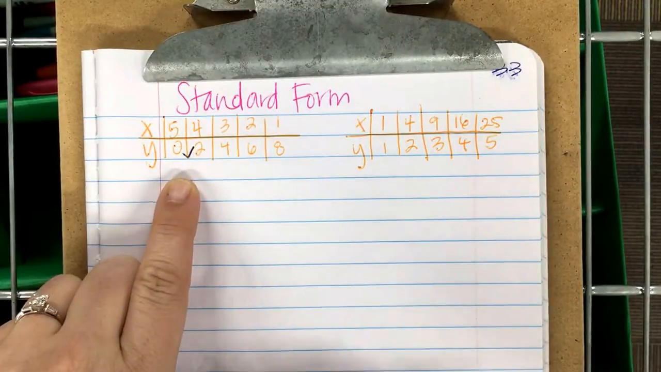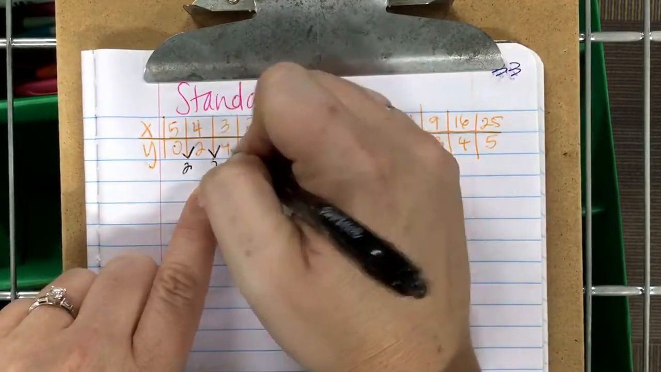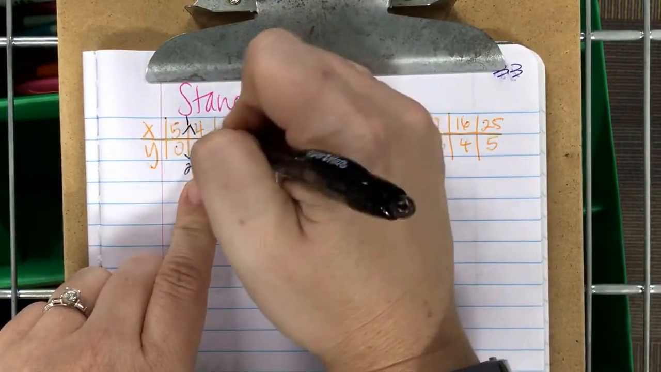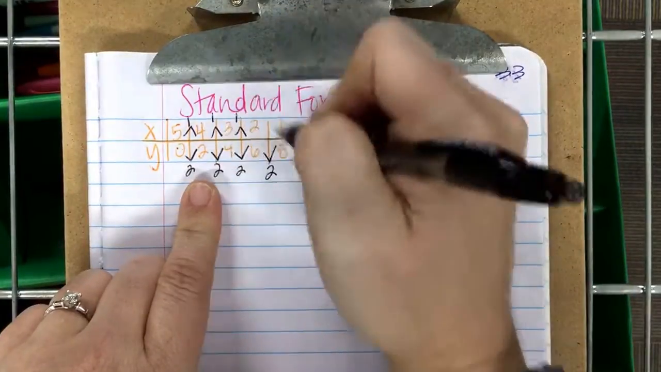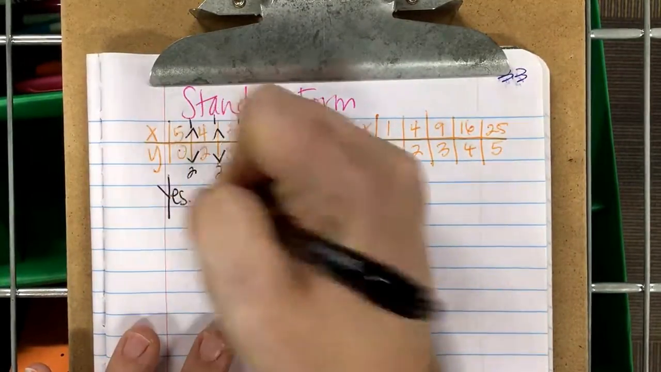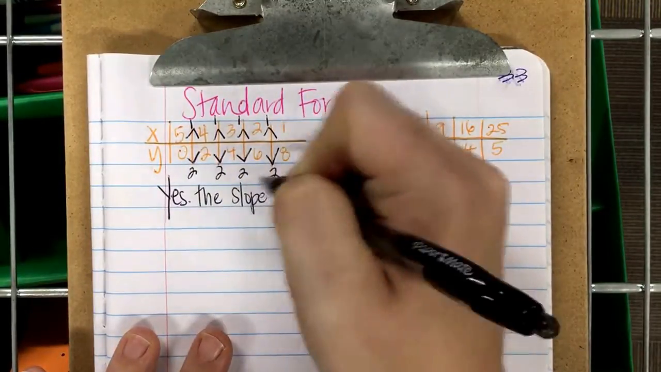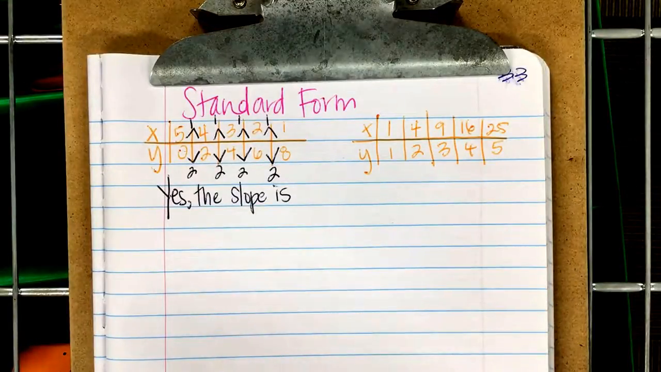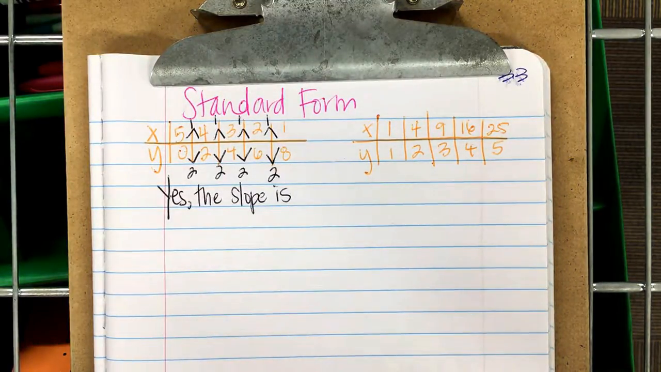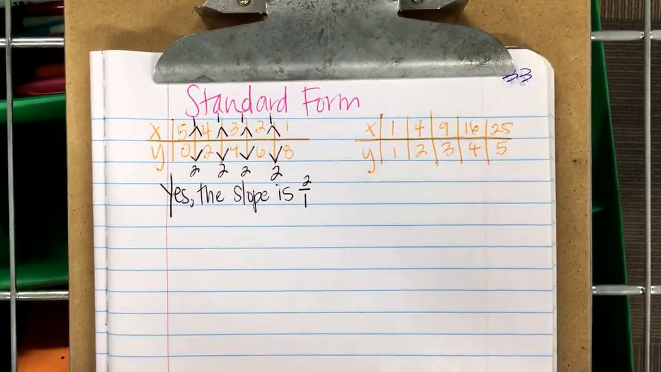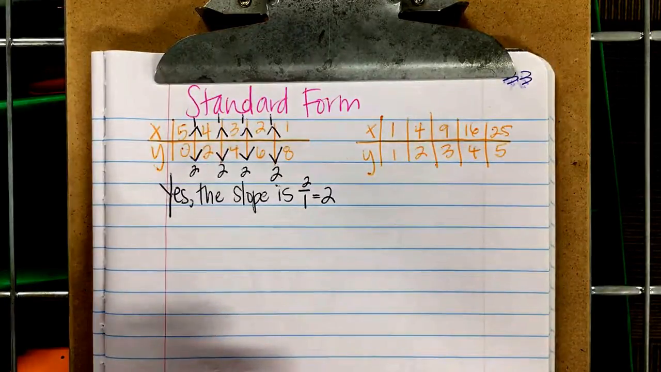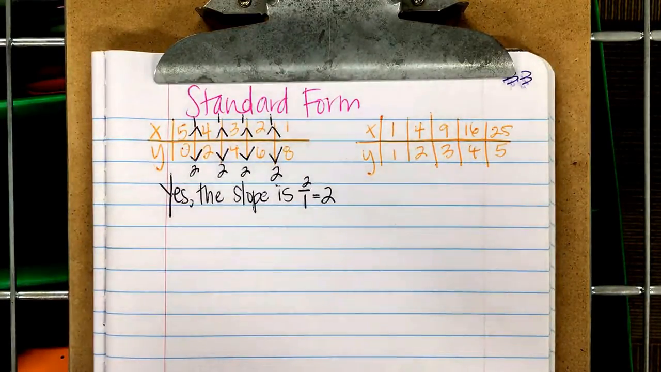So here we go. What's this change? 2. What's this change? 2. What's this change? 2. What's this change? 1. Is the change in y over change in x constant? Yes, this is linear. The slope is constant. What is the constant slope? Give me a value. 2 over 1, which is 2. Change in y over change in x. Y over x, every time.